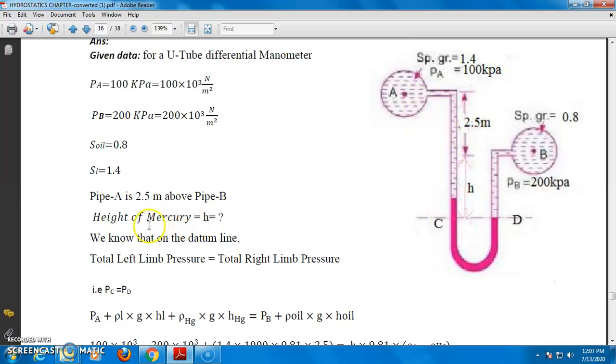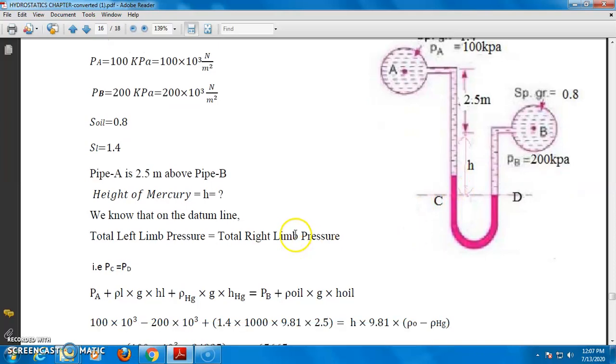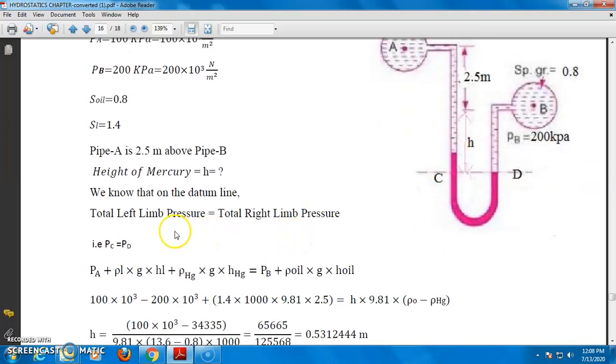Okay, and the height of the mercury you have to calculate from here, from the center of the pipe B to the reference line. That is the height of the mercury you have to calculate. So first, you know that from the bottom line, the total left limb pressure is equal to the total right limb pressure.